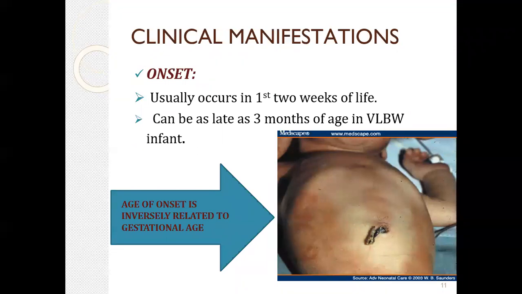This is the slide in which you can see abdominal distension. The major manifestation of this is abdominal manifestation. The onset usually occurs in the first 2 weeks of life, but it can be as late as 3 months of age in very low birth weight infants. The age of onset is inversely related to the gestational age.